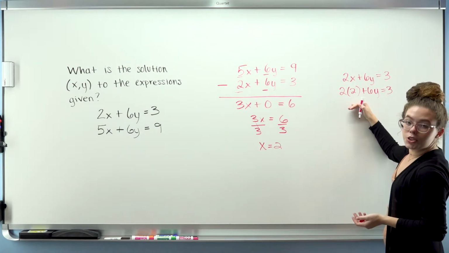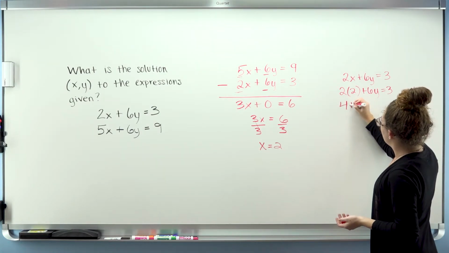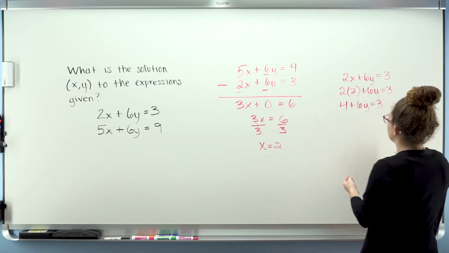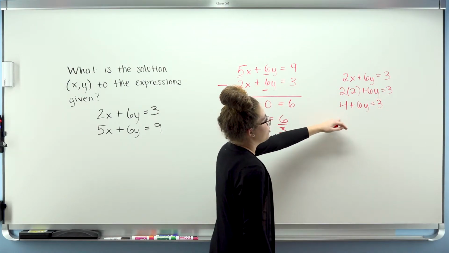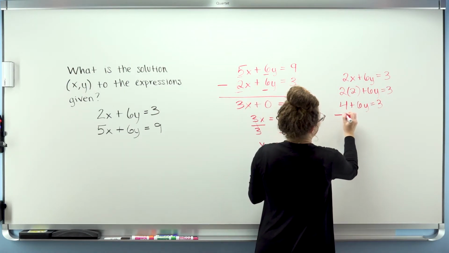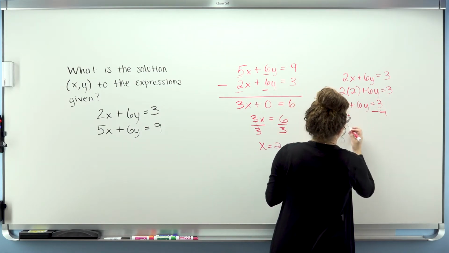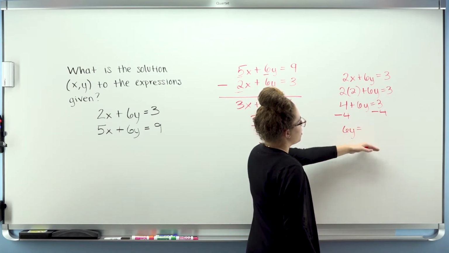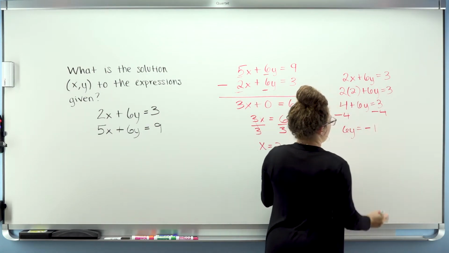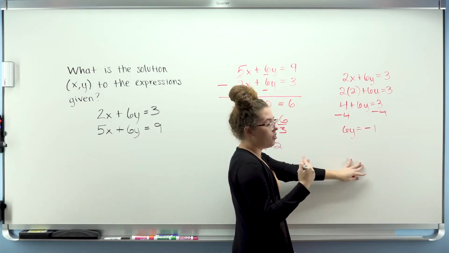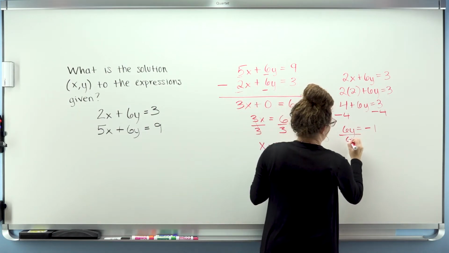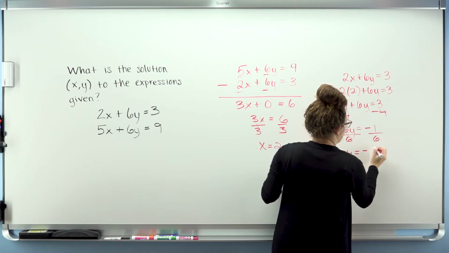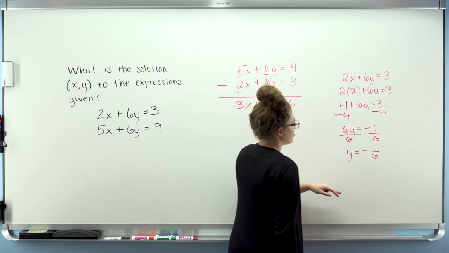So we get 2 times 2 is 4, plus 6y is equal to 3. So now we subtract the 4 over, and you'll get 6y is equal to 3 minus 4, which is just negative 1. Okay, and again, we want y alone, so you would divide by 6 on both sides, and you'll get the y value is negative 1 over 6.